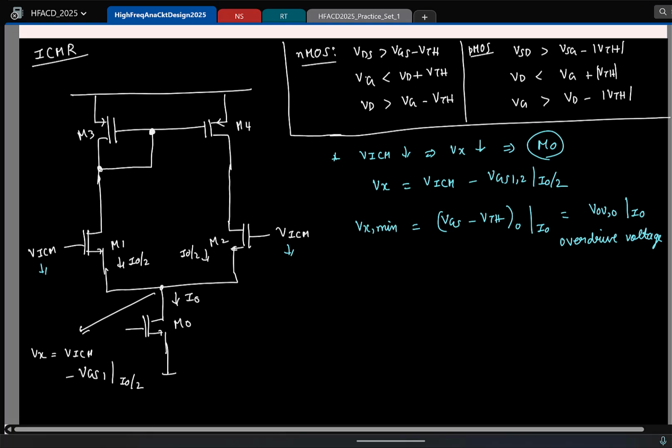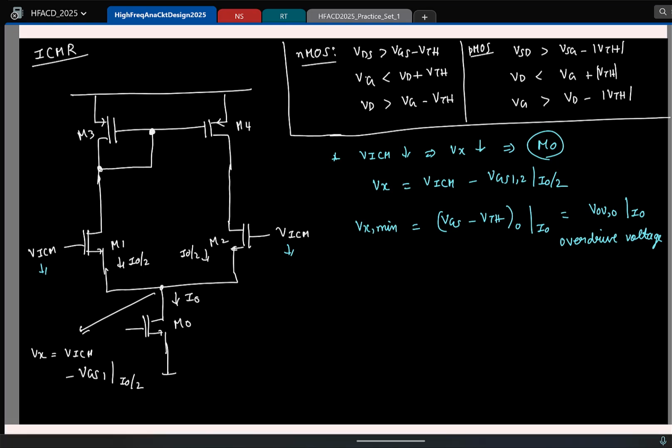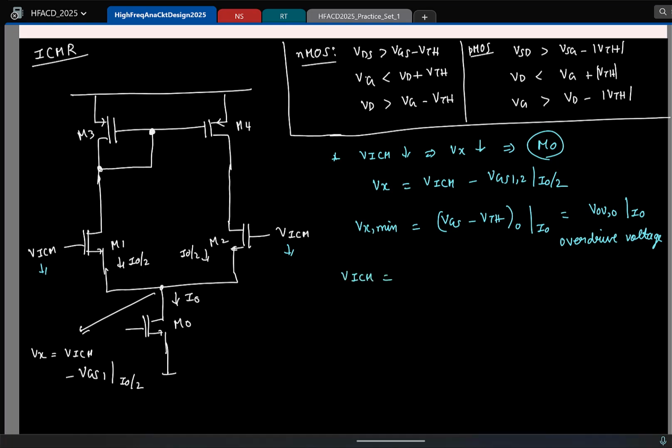So now we can find out what is minimum VICM. So I know the minimum value of this. I can find the minimum value of this. So that's simply going to be Vx minimum, which is V overdrive 0 at a current I0 plus VGS 1 or 2. Okay.